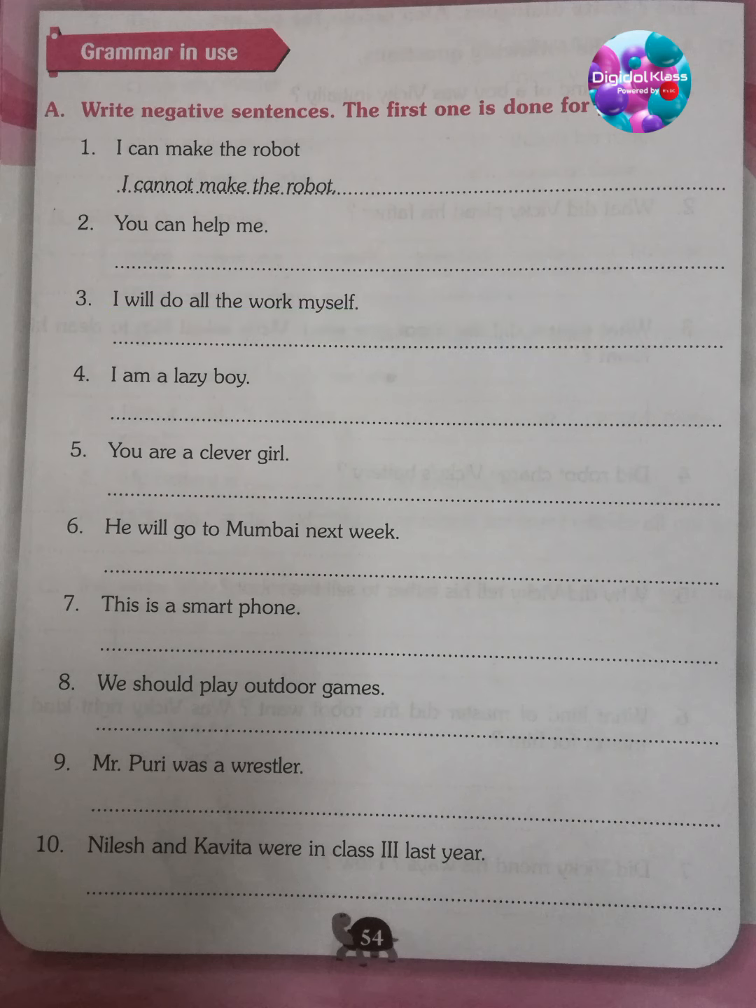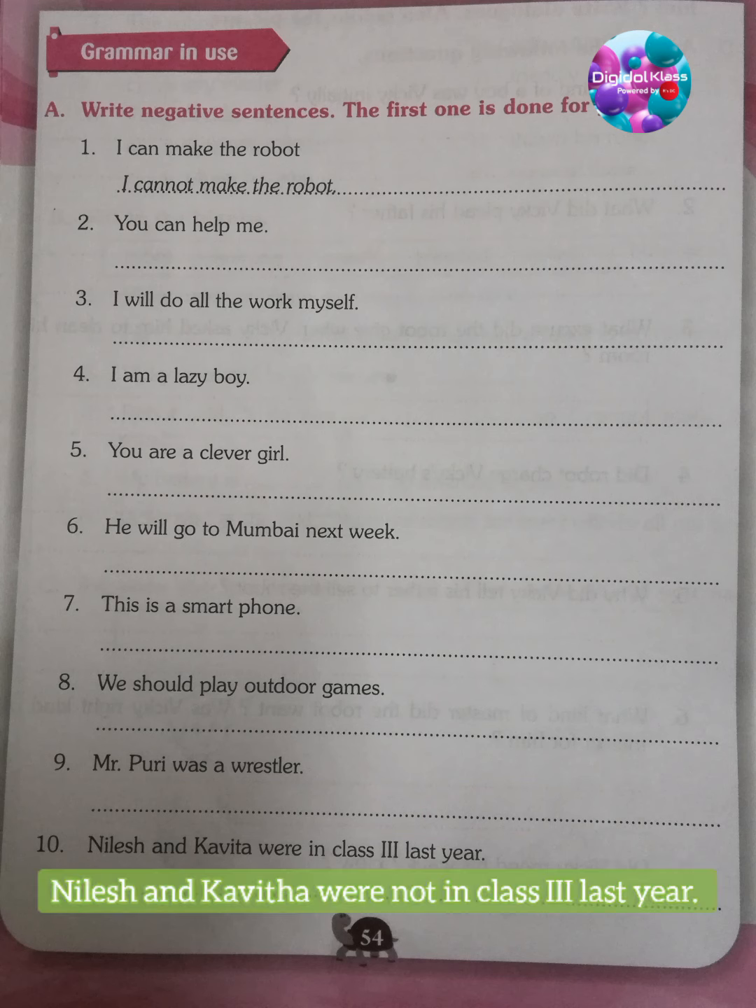Question number 9, Mr. Puri was a wrestler. Okay, so Mr. Puri is the subject here. Was is the auxiliary verb, the supporting verb or be form verb. Okay, Mr. Puri was not a wrestler is the answer. 10th one, Nilesh and Kavita were in class 3 last year. Nilesh and Kavita were not in class 3 last year.